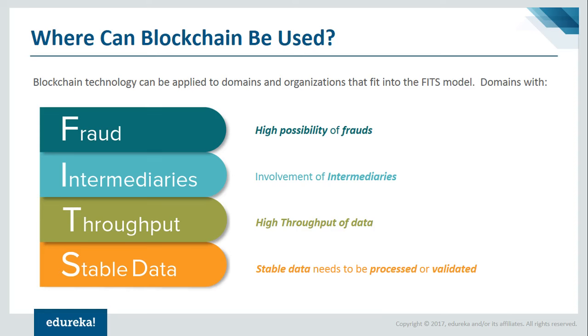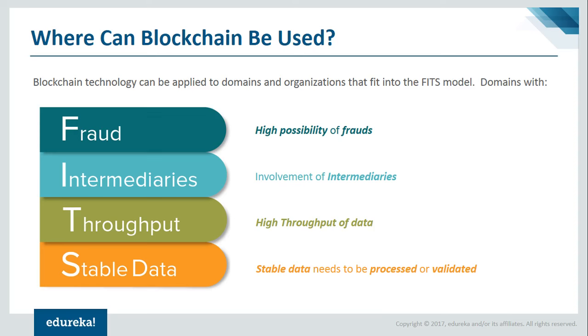Blockchain can be used in domains and organizations which fit into the FITS model, which is an acronym for fraud, intermediaries, throughput and stable data. So, domains which have high possibilities of fraud, like your insurance domain and your financial domain. These are domains which can be highly impacted through the implementation of blockchain. Then comes intermediaries. For any domain wherein intermediaries are present, through the usage of blockchain, I can ensure complete transparency.